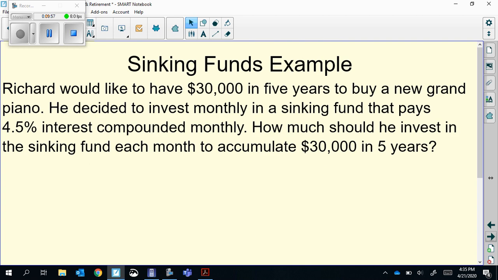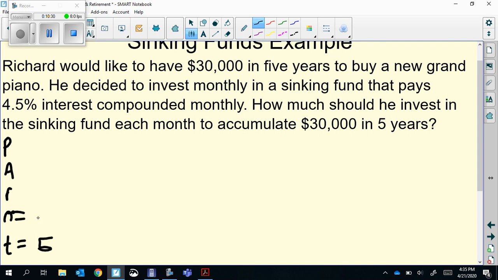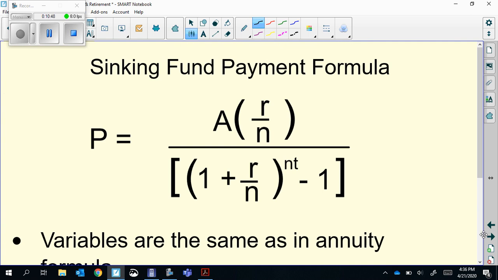So he would like to have $30,000 in 5 years to buy a new piano. He decided to invest monthly in a sinking fund that pays 4.5% interest, compounded monthly. So he's investing monthly, and it's compounded monthly. Those need to match. How much should he invest each month to accumulate $30,000 in 5 years? So I like to start with the variables. The T is 5 years. N is compounded monthly, so that's 12. R is 0.045. A is 30,000. And we just plug it into that formula. A times R over N.